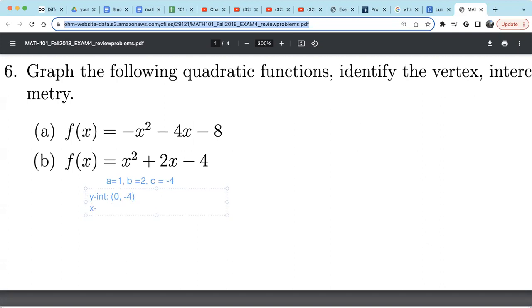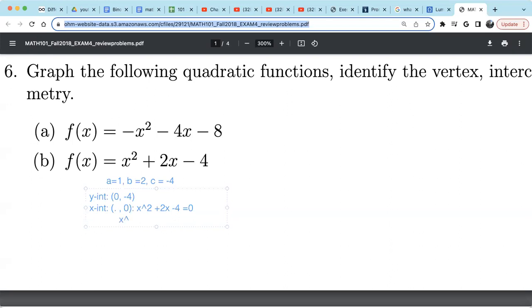Well, the x-intercept takes a little bit of effort. X-intercept means we don't know the x value, but we know the y value is 0. That's why we set the function to be 0. We have x squared plus 2x minus 4 equals 0. Then we'll try to solve this quadratic equation. First, we see this is not factorable. And then maybe we complete the square. Or you can always use the quadratic formula.